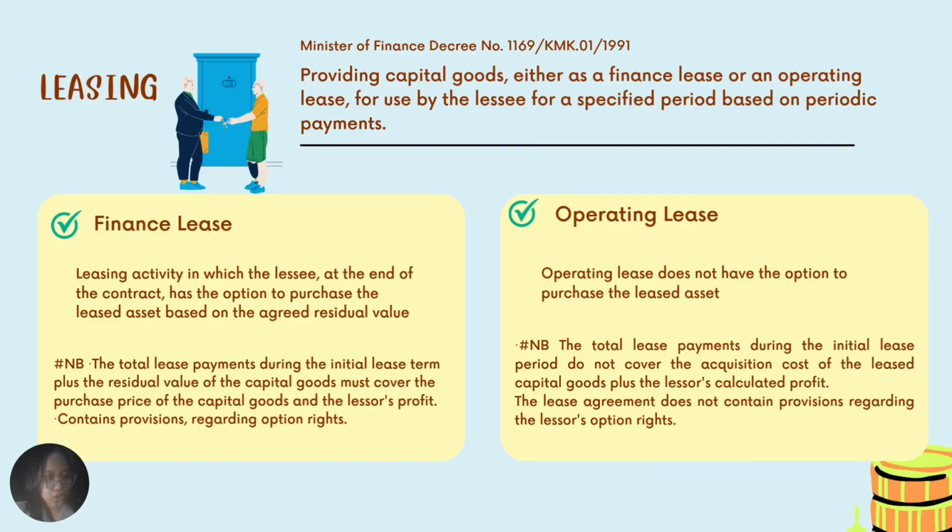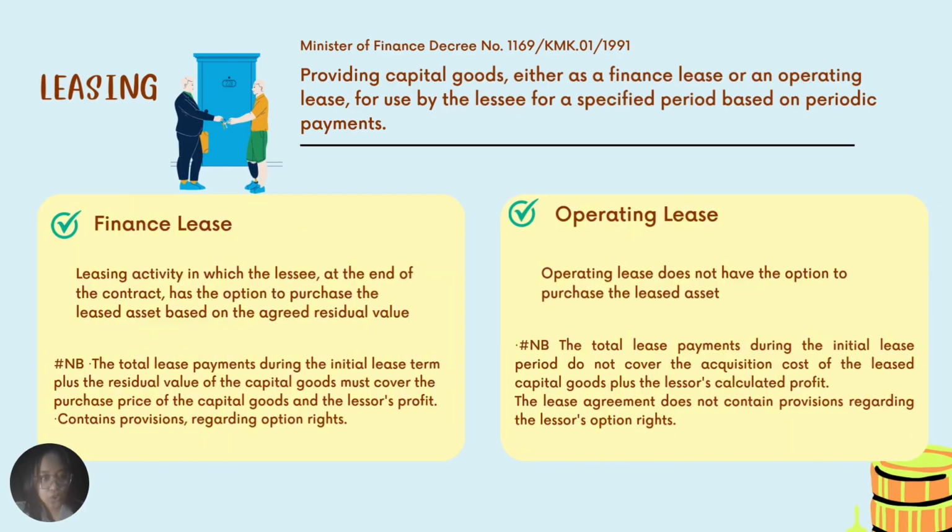You need to take note that the total lease payment during the initial lease term plus the residual value of the capital goods must cover the purchase price of the capital goods and the lessor's profit. So it also contains a provision regarding the option right. Conversely, the different side is the operating lease, where you do not have an option to purchase the leased asset. You only have the right to operate the asset.